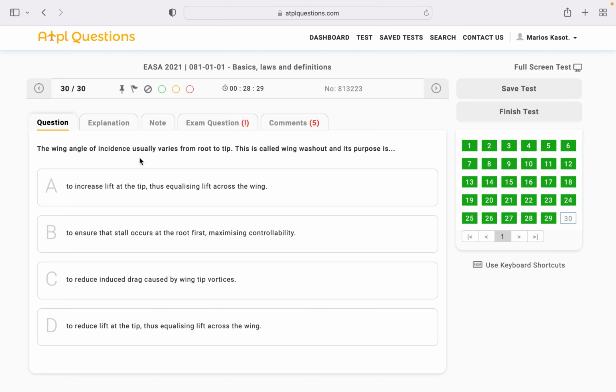The angle of incidence usually varies from root to tip. This is called wing washout, and its purpose is to increase lift at the tip, thus equalizing lift across the wing, to ensure that stall occurs at the root first, maximizing controllability. Of course, this is the correct answer.